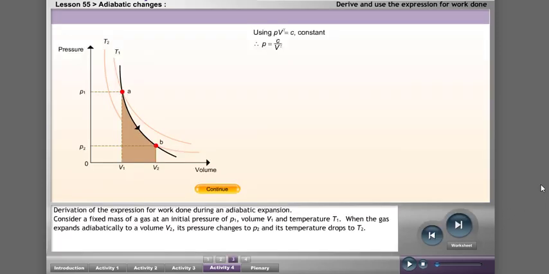Derivation of the expression for work done during an adiabatic expansion. Consider a fixed mass of a gas at an initial pressure of P1, volume V1 and temperature T1. When the gas expands adiabatically to a volume V2, its pressure changes to P2 and its temperature drops to T2.